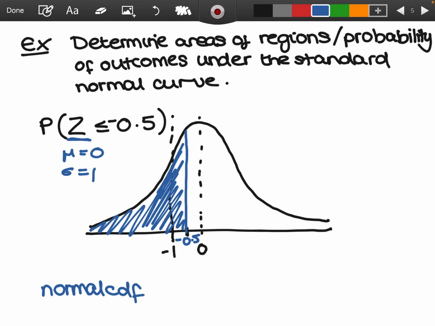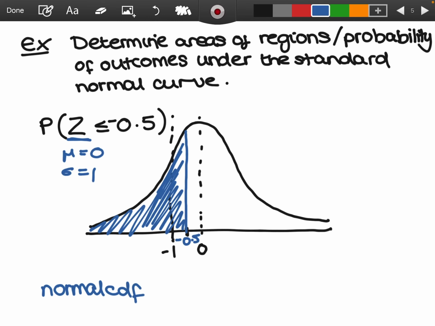It's going to ask you for 4 pieces of information here. This is also why, now that we have calculators, standard normal distribution isn't as big of a thing anymore, because we can actually change our mean and standard deviation. It's going to ask you for a lower limit, an upper limit, and then the mean and the standard deviation. Because we are looking at the probability that z is less than -0.5, we know that our upper limit, so the largest value that we're interested in, is -0.5.